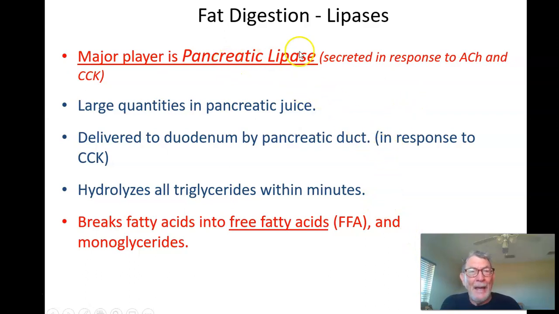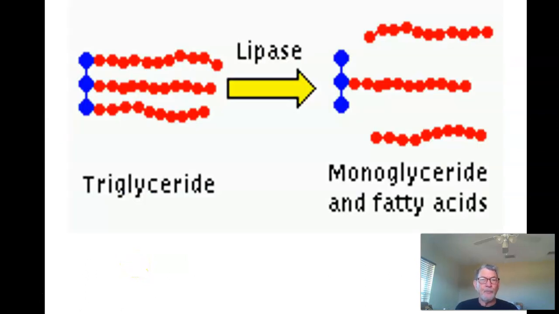So the major player is pancreatic lipase, in response to acetylcholine, which is the parasympathetic nervous system, but also CCK, which is released when there's fat around. A lot of pancreatic lipase in your pancreatic juice. It squirts into the sphincter of Oddi. At the same time, you release bile from the liver. It breaks the fats into free fatty acids and monoglycerides so they can be absorbed. Here we go again. You're breaking two of these bonds with your pancreatic lipase, so you have a monoglyceride and two free fatty acids.